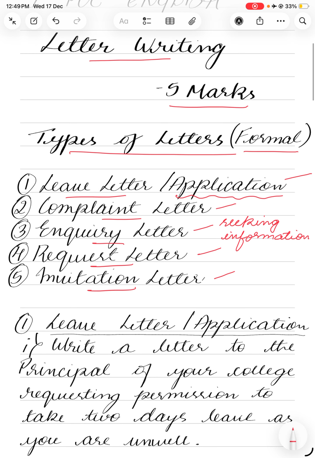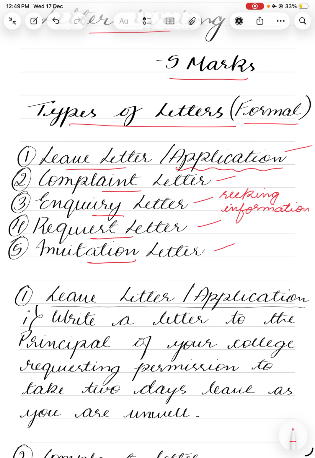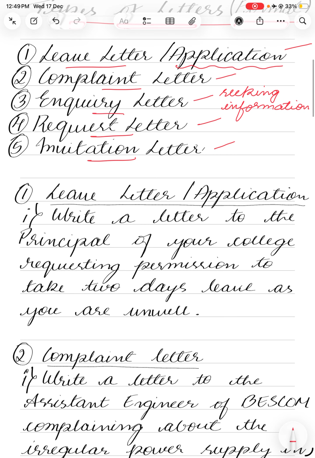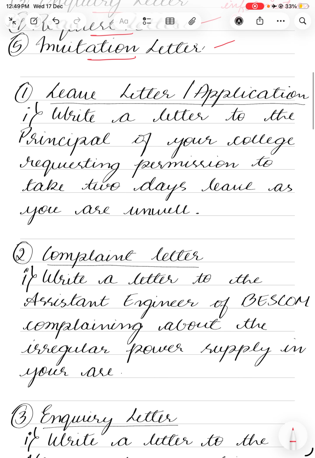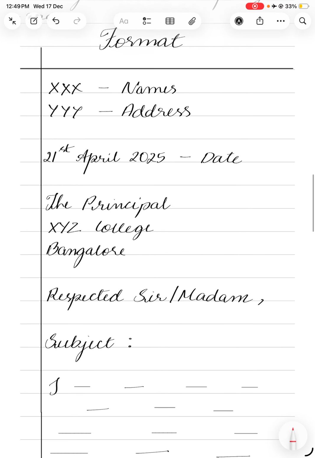So letter writing will be for 5 marks. All the letters that you're going to deal with are the formal letters. The types under them are leave letter, leave application, complaint, inquiry, request, and invitation letter. Now let us take examples of how the questions will be asked. For leave letter or leave application, you will be asked as follows: write a letter to the principal of your college requesting permission to take 2 days leave as you're unwell. So you have examples. We will come back to it later.